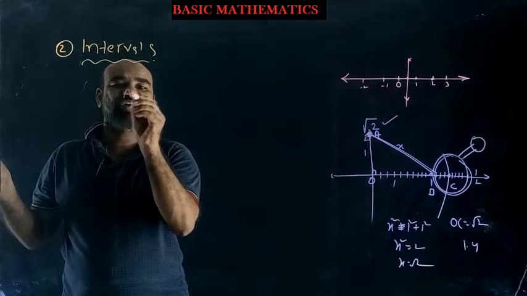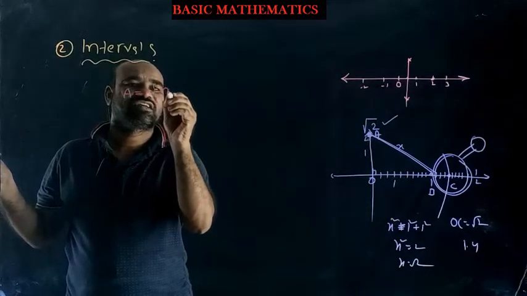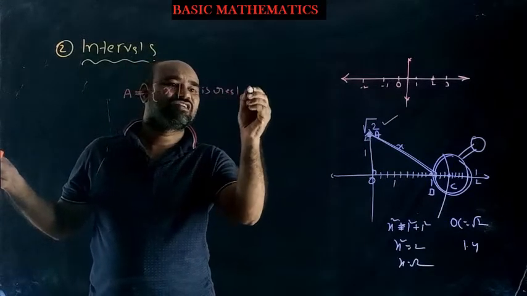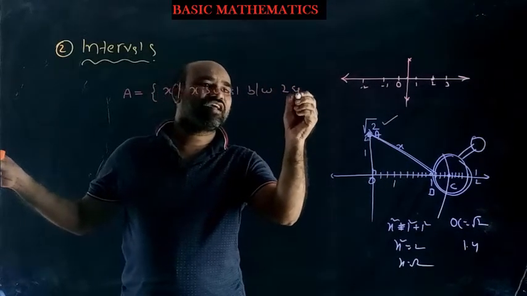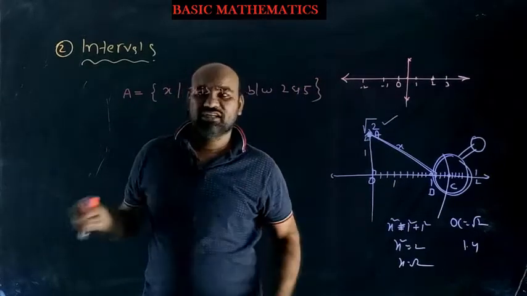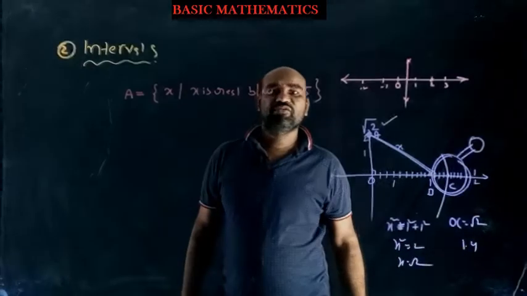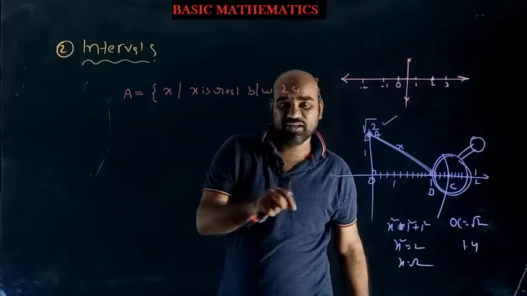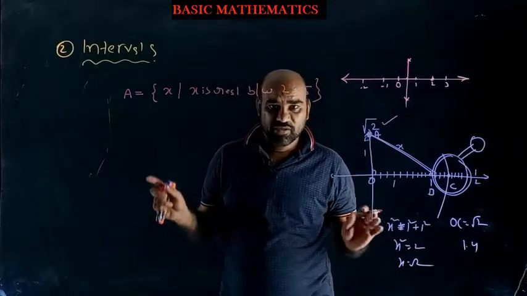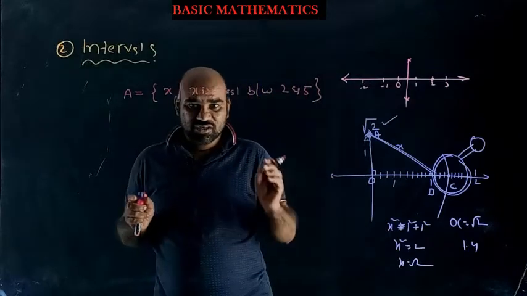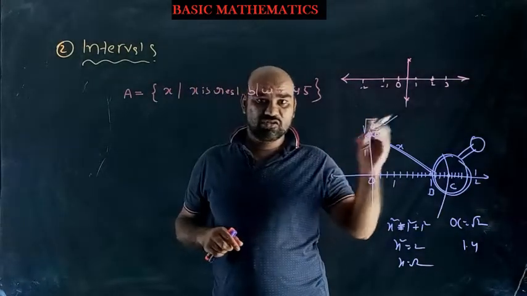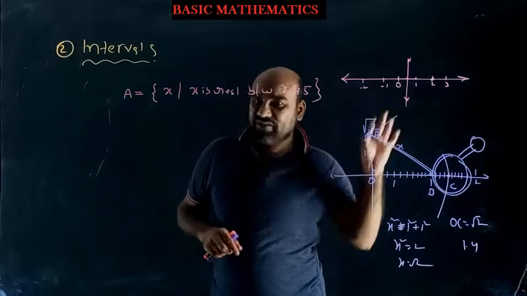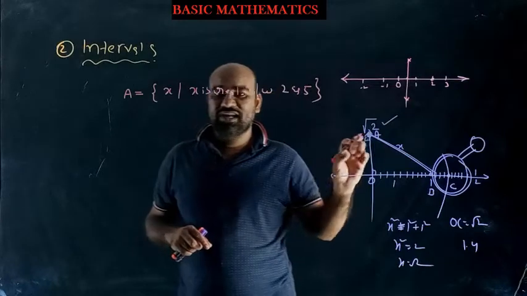A is a set of elements x such that x is a real number between 2 and 5. x is a real number that lies between 2 and 5, not equal to 2, not equal to 5. Meaning it may be 2.00001, it may be 2.00007, up to 4.99999.